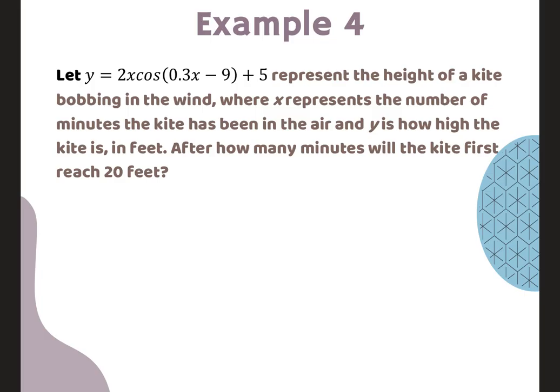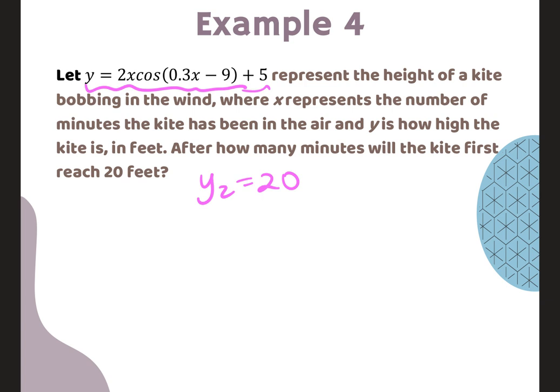All right, next one says, let y equals 2x cosine of 0.3x minus 9 plus 5 represent the height of a kite bobbing in the wind, where x represents the number of minutes the kite has been in the air, and y is how high the kite is in feet. After how many minutes will the kite first reach 20 feet? So we're basically looking for this to be my y1 and y2 to be 20 feet. And I want it to be the first time.